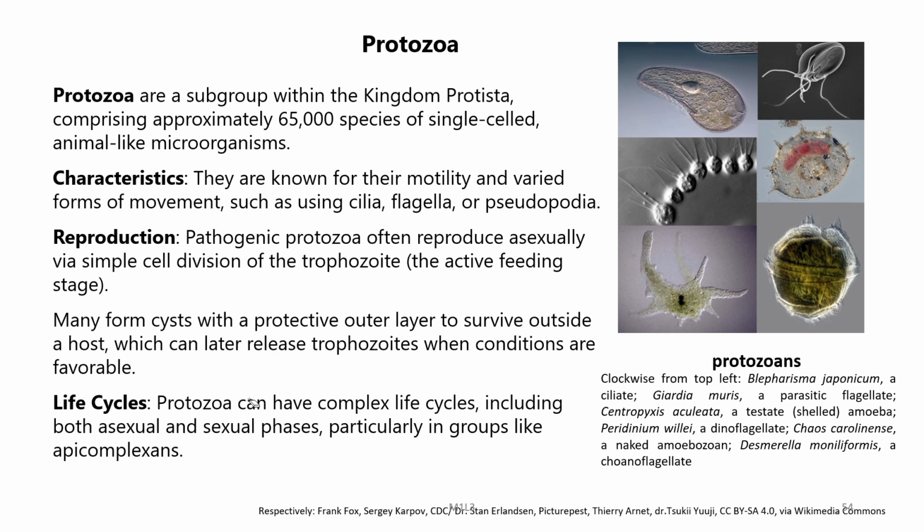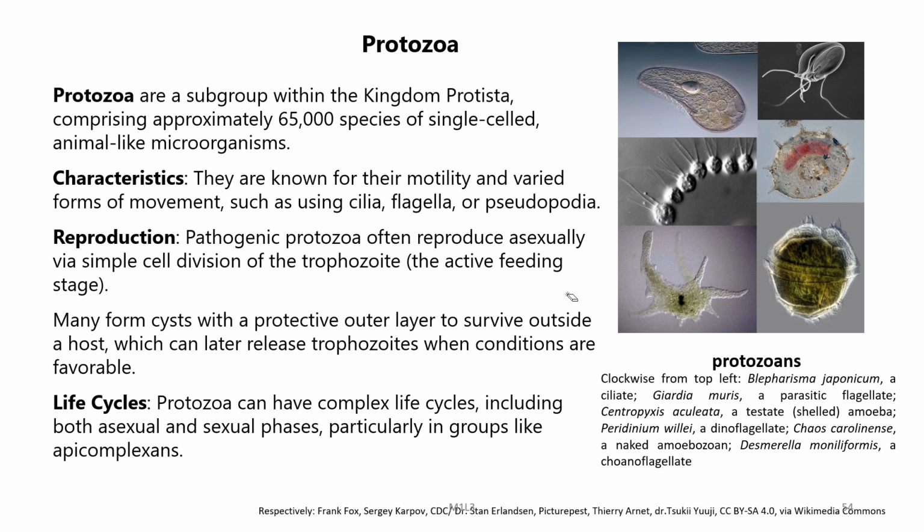Protozoa. Protozoa are a subgroup within the kingdom Protista, comprising approximately 65,000 species of single-celled animal-like microorganisms. Characteristics: they are known for their motility and varied forms of movement, such as using cilia, flagella or pseudopodia. Reproduction: pathogenic protozoa often reproduce asexually via simple cell division of the trophozoite, the active feeding stage. Many form cysts with a protective outer layer to survive outside a host, which can later release trophozoites when conditions are favorable.